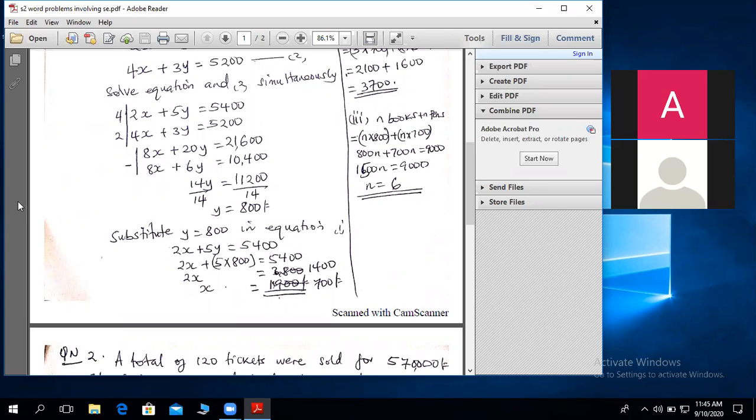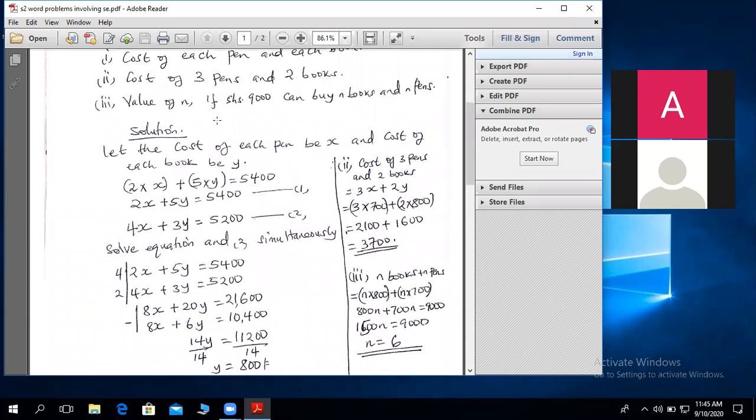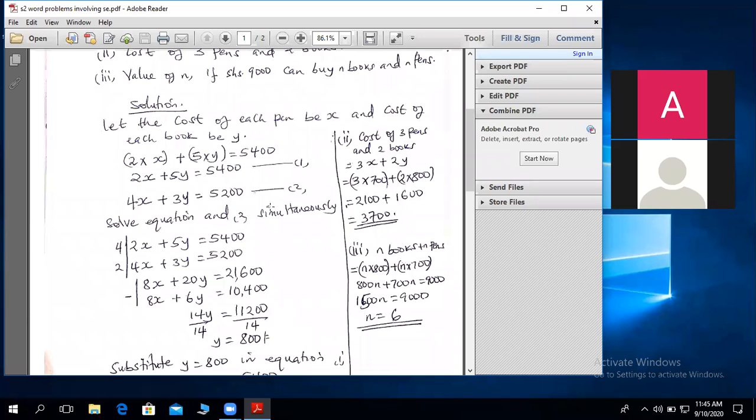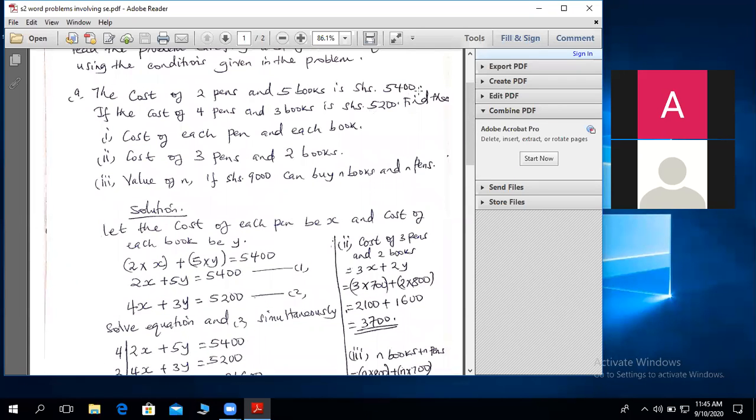So that is the cost. You had said let the cost of pen be x and the cost of book be y. That means a pen costs 700 and a book costs 800. That's why with 5,400 you are able to buy 2 pens and 5 books. So that is how we answer those questions.